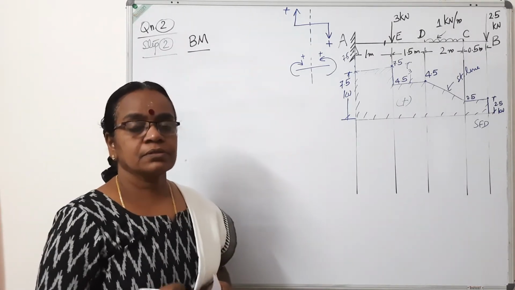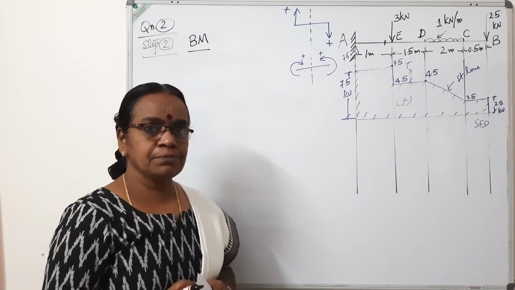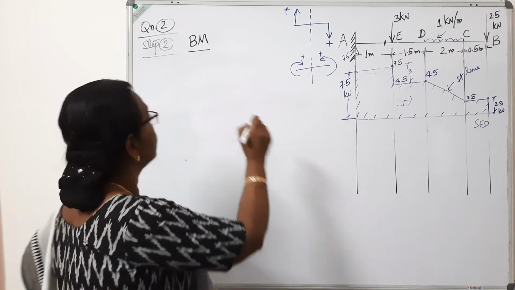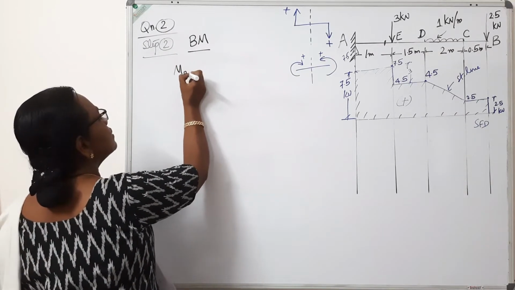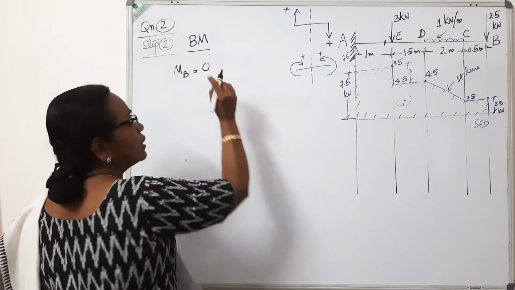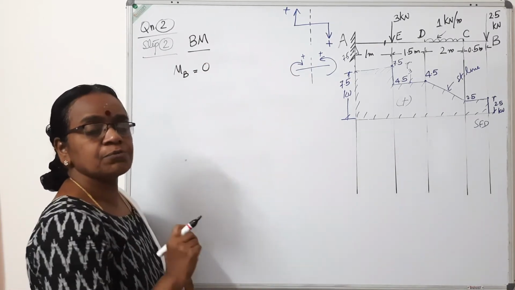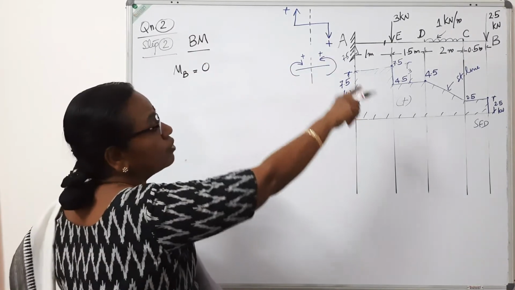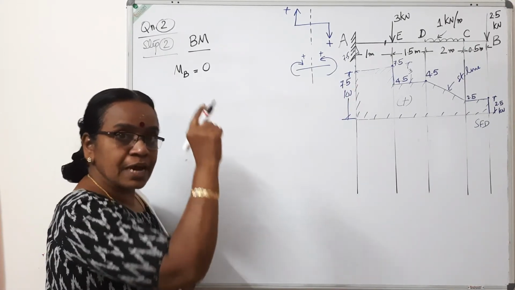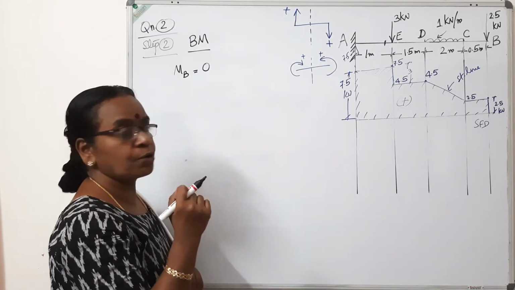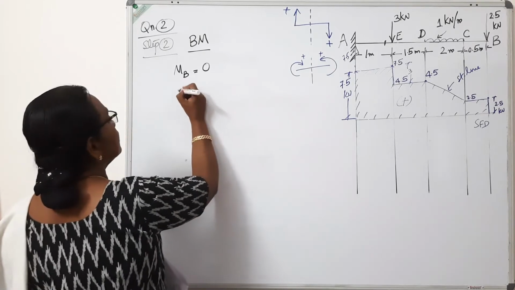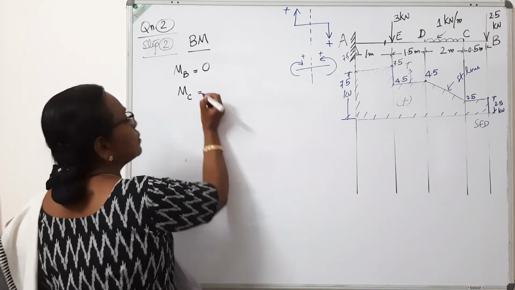So now we are going to calculate the bending moment values. First point B. Moment at B is equal to 0, because at the free end of a cantilever the bending moment will be 0. The 2.5 load is acting at that particular point, so it will not produce any moment.